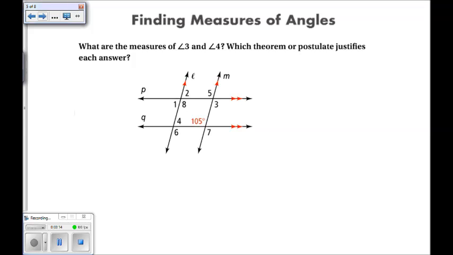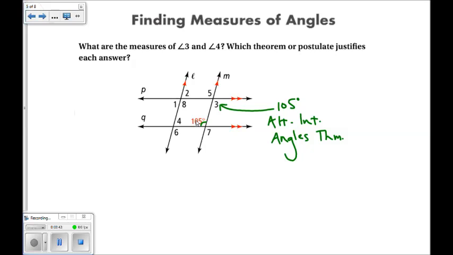Next, what are the measures of angles 3 and 4? Which theorem or postulate justifies each answer? Now, I know that this angle right here is 105. That's the key to this problem. Angle 3 and that angle are alternate interior angles, and the alternate interior angles theorem says that they're congruent. This is also 105 by the alternate interior angles theorem.